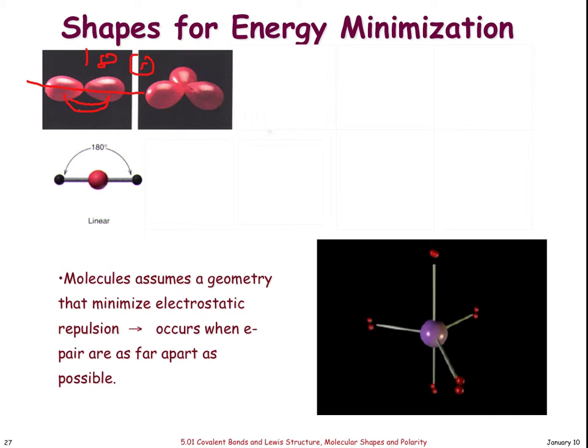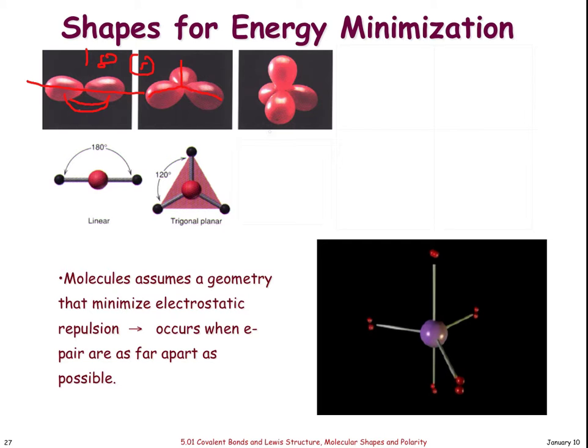When you have three balloons together or three lone pairs around a central atom, the natural geometry is going to be trigonal planar, and that's going to be 120 degrees apart. So it's trigonal planar because it's in a plane. If you have four lone pairs around a central atom, then you take advantage of the third dimension, and what we have is what we call a tetrahedral geometry. The bond angle is about 109.5.